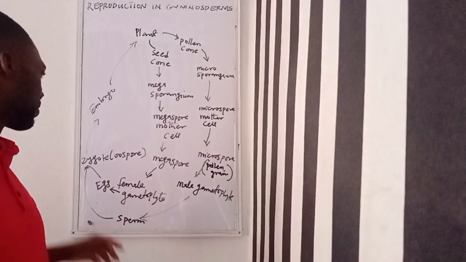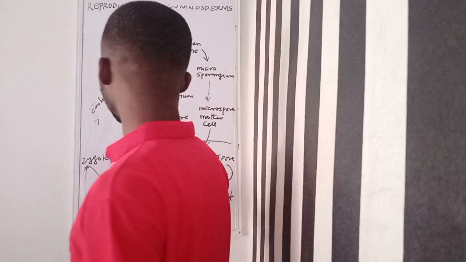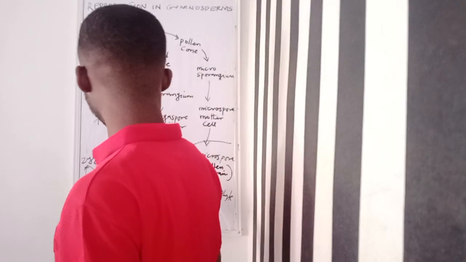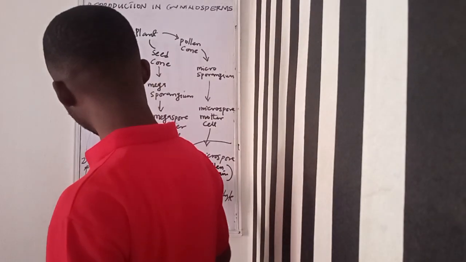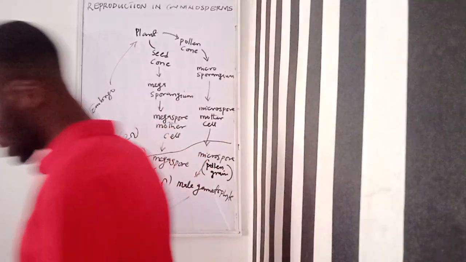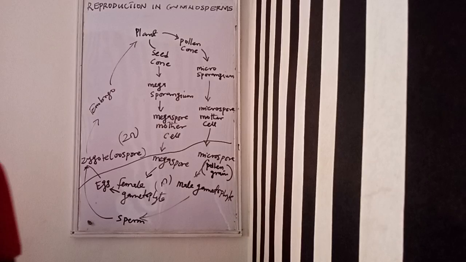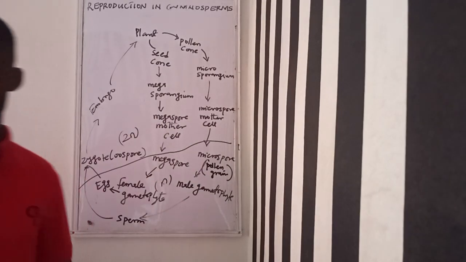All the stages, as you have always known, from the microspore to the gametes are the gametophytes, with n number of chromosomes. Then all the stages here are the sporophyte, with 2n number of chromosomes.